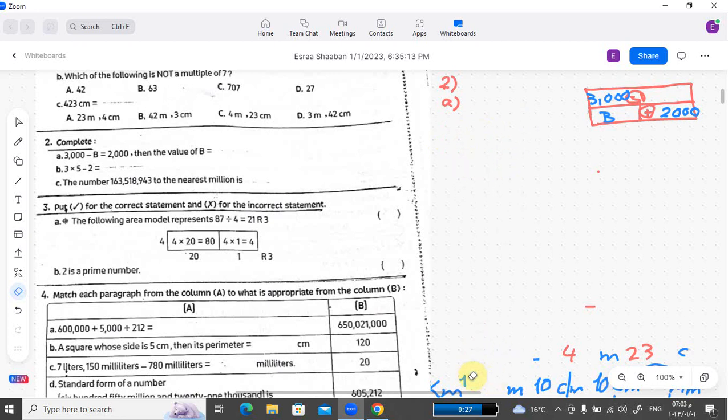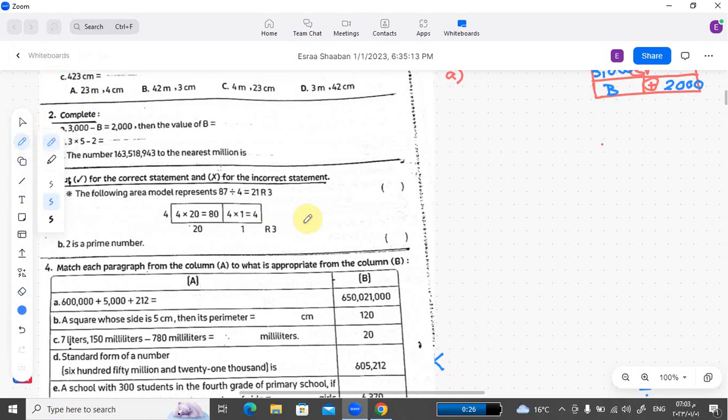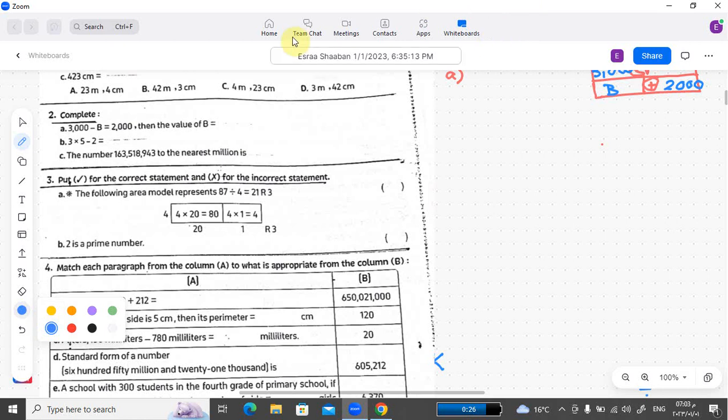How? We have a rule. A dividend equals the quotient times the divisor plus the remainder. Okay, let's use it here. So where are the divisor and the dividend? The dividend is 87. So I need the quotient, 21, times the divisor, 4.